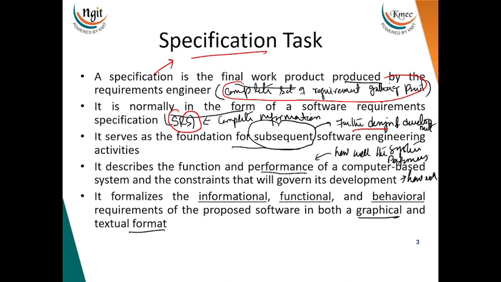It formalizes the information, functional and behavior requirements of that project in a graphical or textual format. So it specifies all the different parts in a graphical manner. So the specification task is just like a complete SRS which gives you a complete set of information, and it also tells you what further enhancements you can add if you want. It describes all the functional performance, how it is going to work.